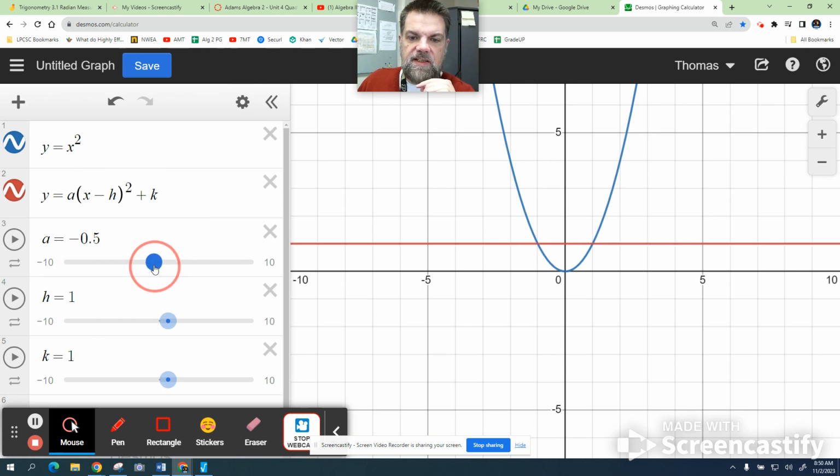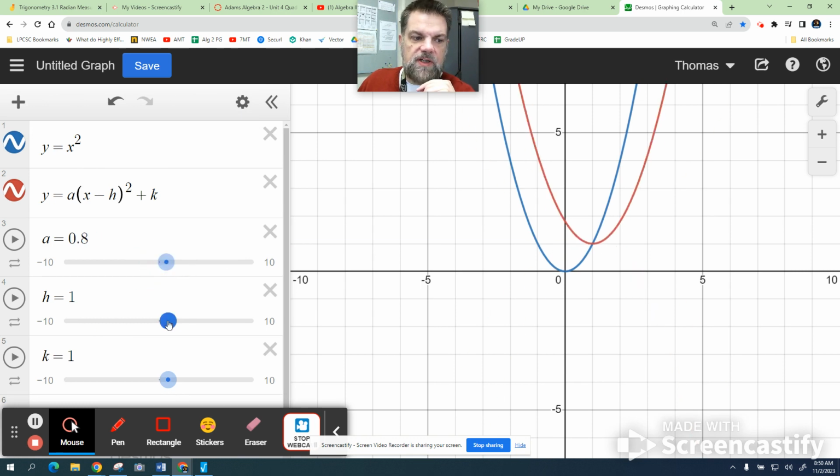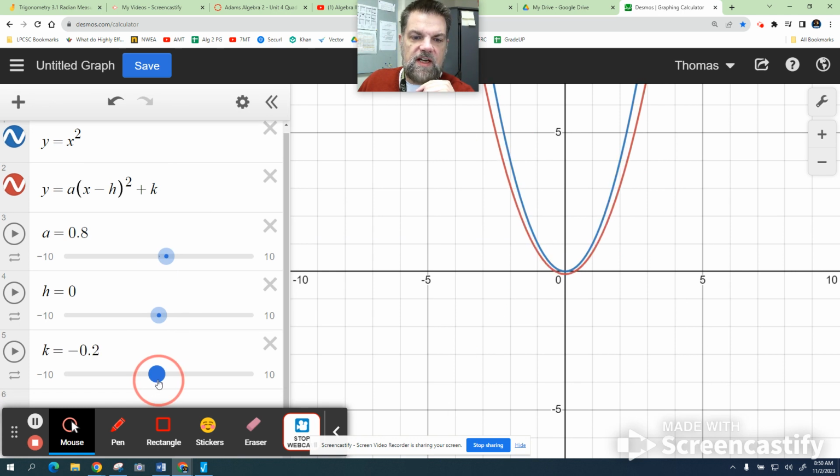So in order to make this match, I need to slide. Remember, h does the left to right and k does up and down. So a needs to be 1, h needs to be 0, k needs to be 0 to map to the parent function, right?